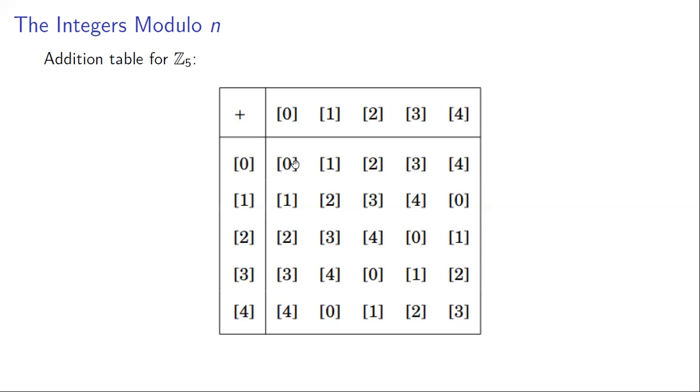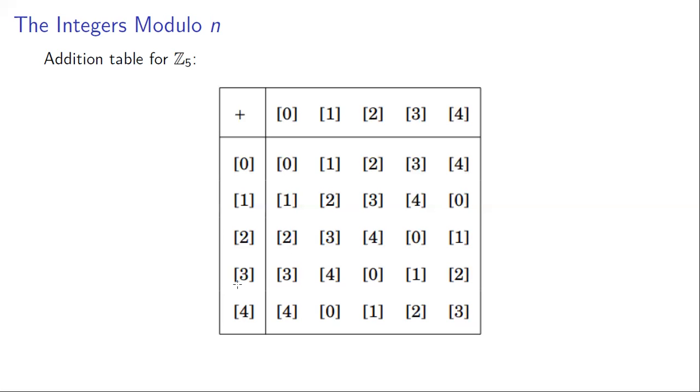2 plus 0 is 2. 2 plus 1 is 3. 2 plus 2 is 4. 2 plus 3, again, initially we get the equivalence class of 5, but that simplifies to the equivalence class of 0. How about 2 plus 4? Initially we get the equivalence class of 6, but that simplifies to the equivalence class of 1. Why 1? Because 6 mod 5 is equivalent to 1 mod 5.